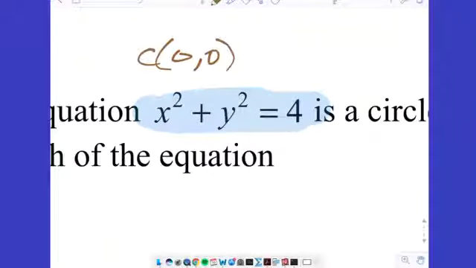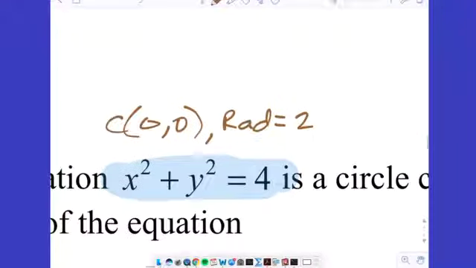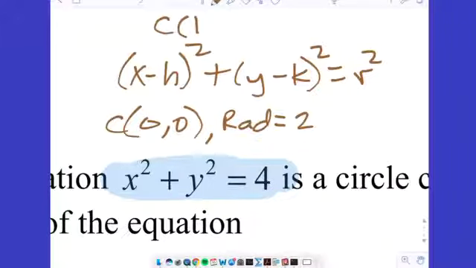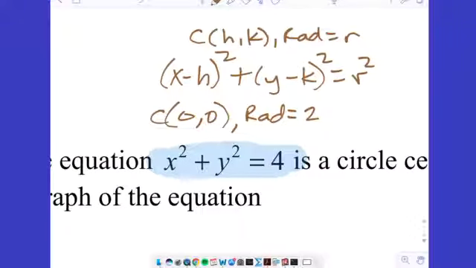The center is at 0, 0, and the radius is equal to, what do y'all know? About 2, right. Because the standard form for a circle is x minus h squared plus y minus k squared equals r squared. And in general, the center is at h comma k, and the radius is equal to r. So since we don't have the plus or minus anything, the center's at the origin, and the radius is 2.